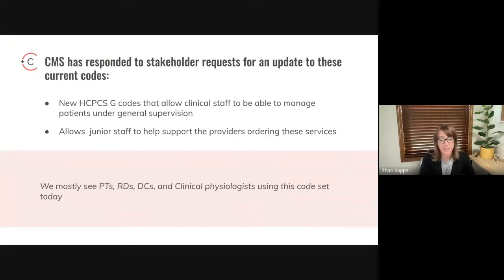So under this proposed rule, CMS has created a new set of HCPCS G codes that allow clinical staff to be able to manage patients on an RTM program under general supervision. So this would allow junior staff to help support providers ordering the RTM services. And we mostly see this with PTs, OTs, registered dietitians, chiropractors, clinical psychologists, anybody that has access to bill medicine codes per their contracts. Right.